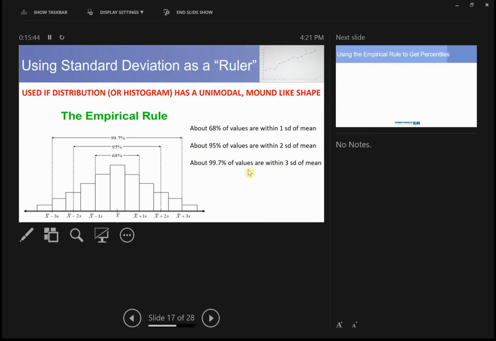About 95%. Notice that under Chebyshev's, it said at least 75%. Now the empirical rule says if it's symmetric, you can make a much stronger statement. 95% of the data values are within two standard deviations of the mean. And three standard deviations from the mean is almost all the distribution. About 99.7%. Some people say 100%.